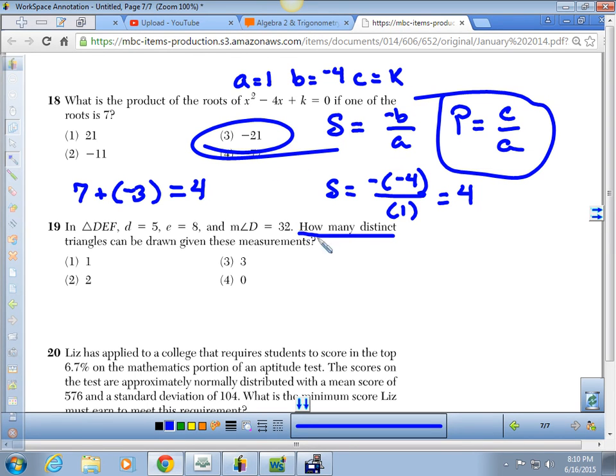How many distinct triangles? Law of sines or law of cosines? Law of sines. This is the ambiguous case. What's the pair that we have? The D's. 5 over sine of 32 is going to be equal to 8 over sine E.